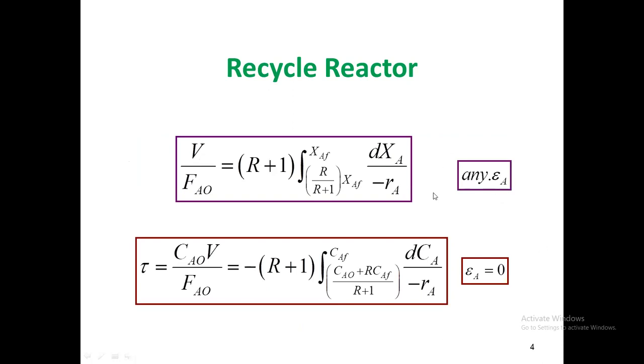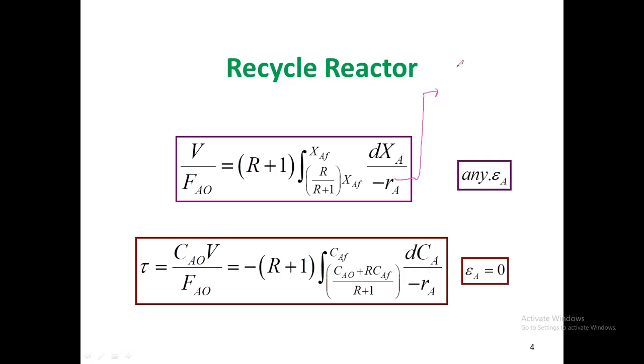Now, for any epsilon A, meaning you can have a constant density system or not, this will be a more generic representation of your recycle reactor if it is a plug flow reactor. So you see the integral sign here. All you have to do is plug in the rate law, and consider that writing the rate law will now be dependent on epsilon A. So for example, I'll just annotate here so you will have an idea.